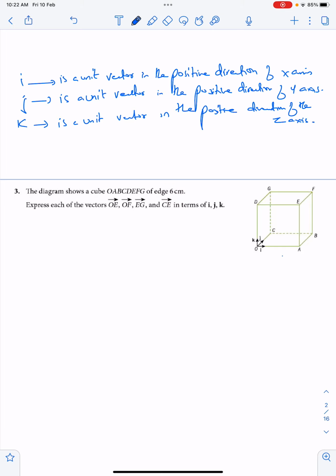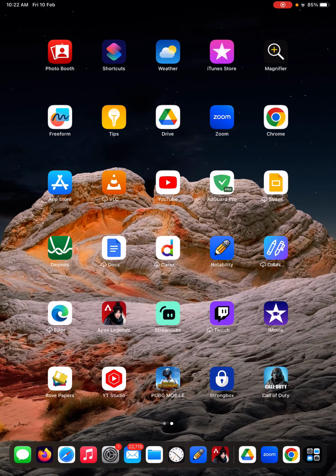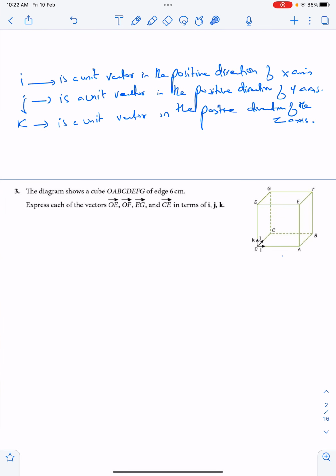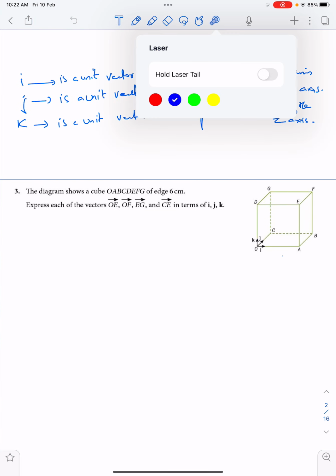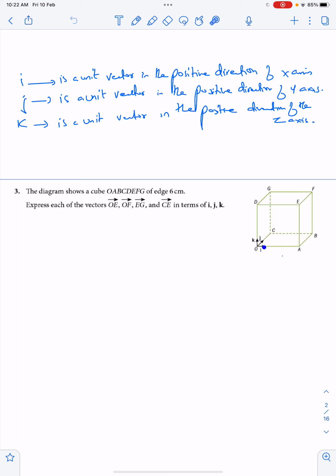Let's start with this question. i is a vector of magnitude 1 unit in the positive direction of the x-axis. So this is i, which is 1 unit, this is j, which is 1 unit, and this is k, which is also 1 unit. Now if you look at the question, this is a cube of edge 6 centimeters. That means every edge, the length, breadth, and height, is 6 centimeters. If this is 1i, this whole thing OA is going to be 6i.